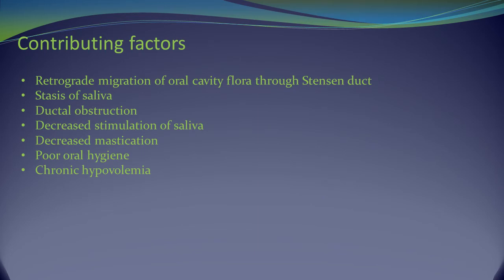There are some contributing factors that cause peritonsillar. One of them is the retrograde migration of the flora in the oral cavity, and it goes through the Stenson duct. There's also stasis of the saliva. There could be an obstruction of the duct, of that parotid duct, which I showed you on that picture. There could be decreased stimulation of saliva because of medications or even mastication, poor oral hygiene, and hypovolemia. Recent surgical patients, or even patients that are very ill, can develop stasis from acute or chronic hypovolemia.